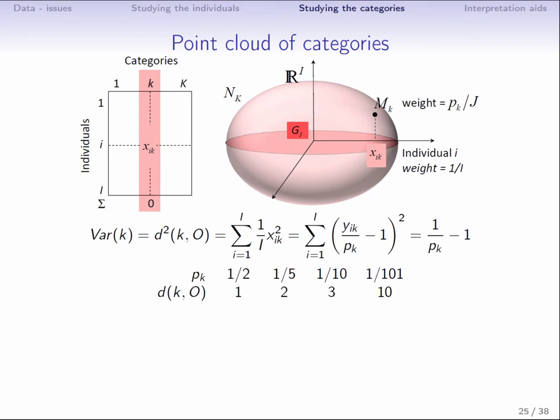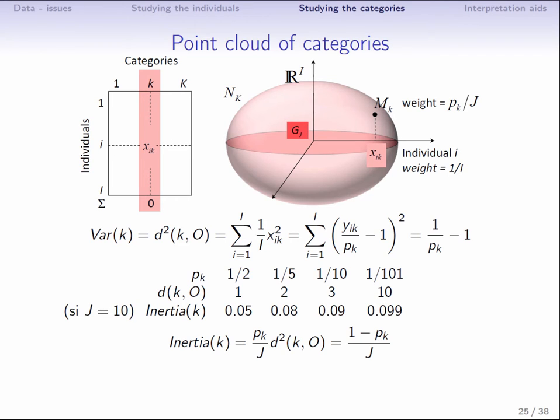So let's look at the inertia of the category k. The inertia is the square of the distance between M_k and the origin multiplied by the category's weight. It is clear to see that when a category is rare, the distance increases but the weight decreases. There is therefore a pull in both directions. When all calculations are done, we get (1 minus p_k) over J, which shows that rare categories have high inertia. They are therefore going to have an influence on the results coming out of the multiple correspondence analysis.